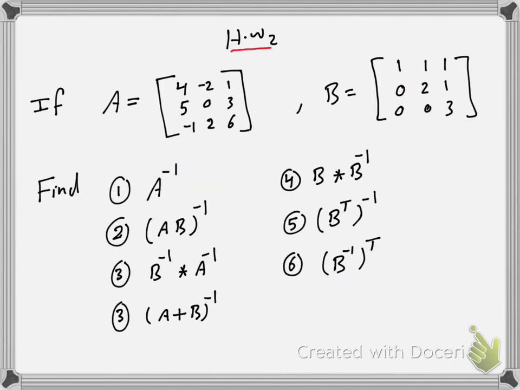Now in homework 2, you have matrix A of order 3 by 3 and another matrix B of order 3 by 3 as well. And I would like you to compute here the A inverse and A multiplied by B inverse, and then try to compute also the B inverse multiplied by the A inverse and the A plus B inverse and B multiplied by B inverse, and in number 5 here the B transpose inverse, and then in number 6 the opposite, the B inverse transpose.